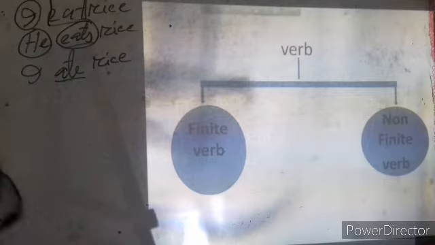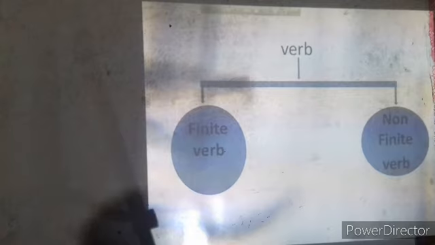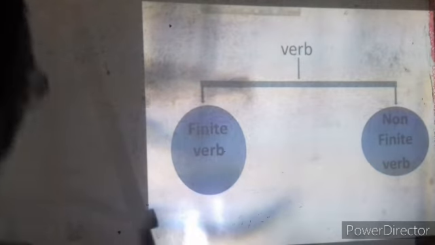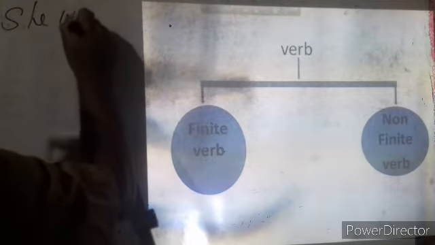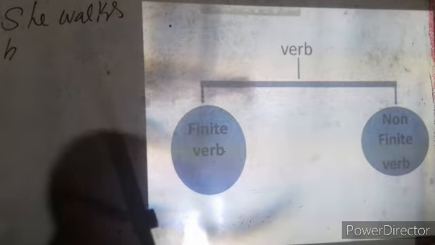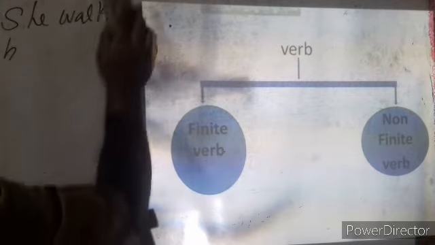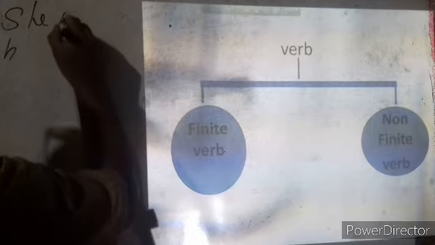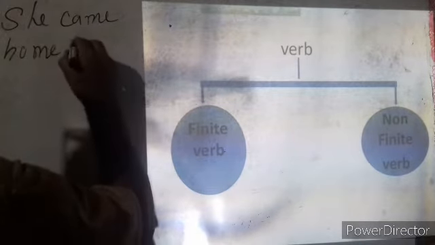And if we look at another example, then it will be clear what a non-finite verb is. She walks. She came home walking.